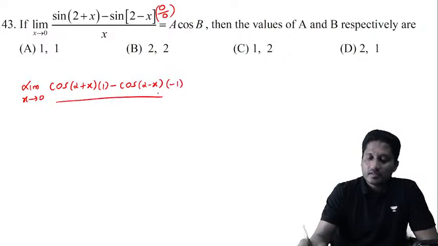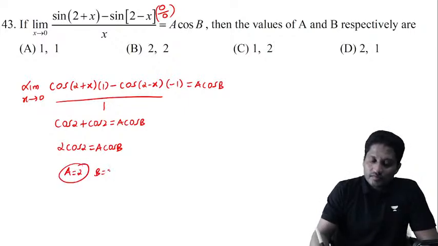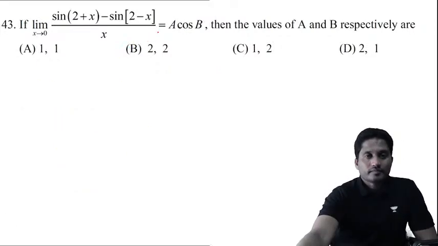You get minus 1. Differentiation of x is 1, is equal to a into cos a into cos b. X is tending to 0. You get cos 2. Minus and minus is plus, cos 2 is equal to a into cos b. If you equate, you get 2 into cos 2 is equal to a into cos b. If you compare, a is equal to 2 and b is equal to 2. Answer is option B.